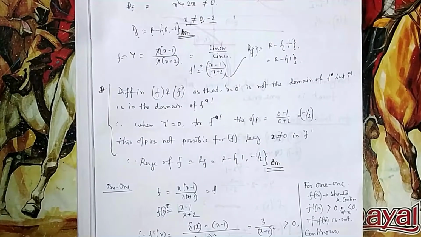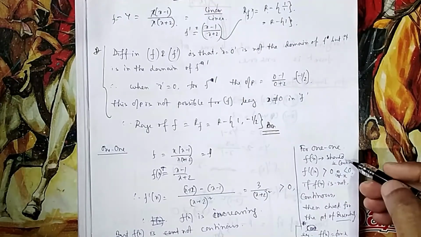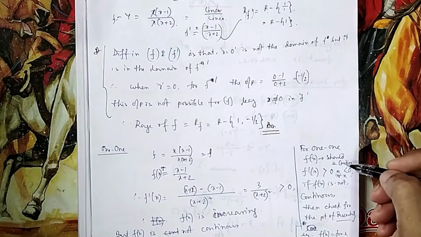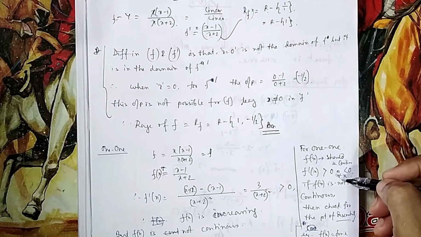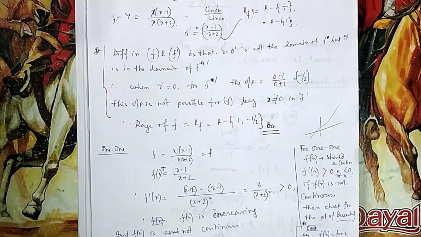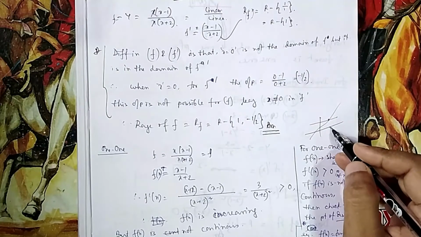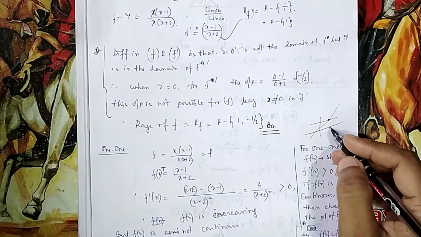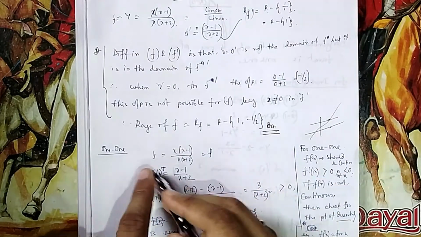Now for one-one function, if you can show the function is continuous and its differentiation is always positive, then it is always increasing. Continuous and increasing means it is obviously one-one. It will cut at only one point. For one y you will get only one x. So let us see its differentiation.